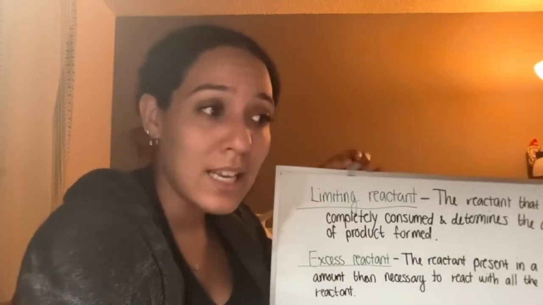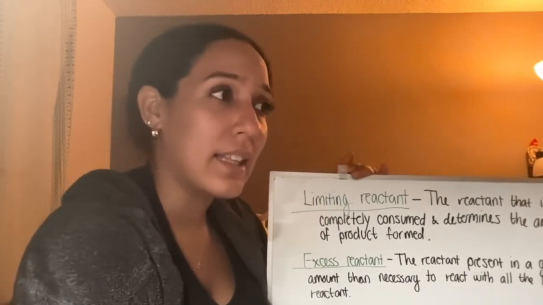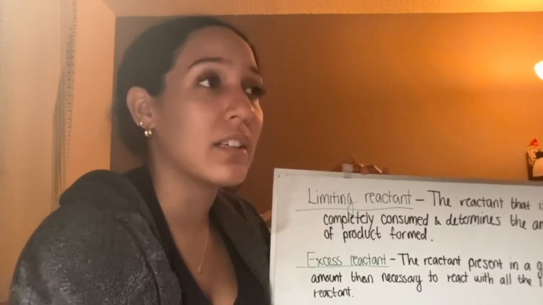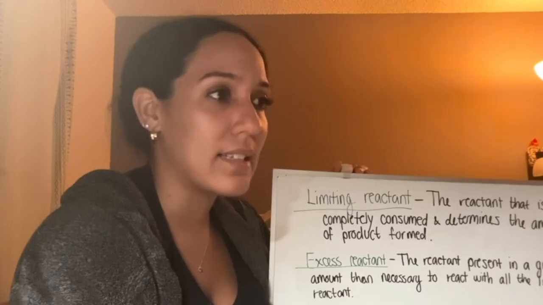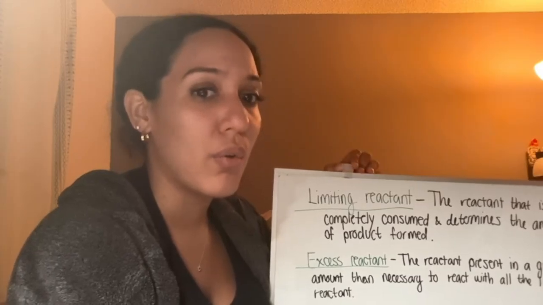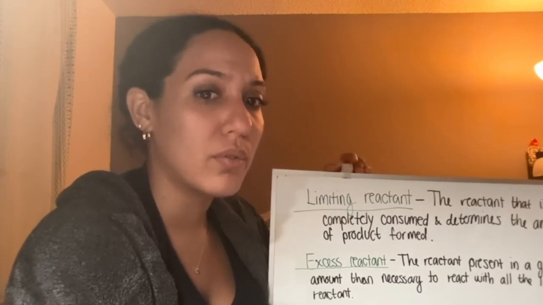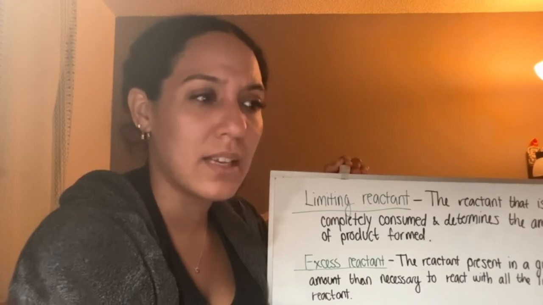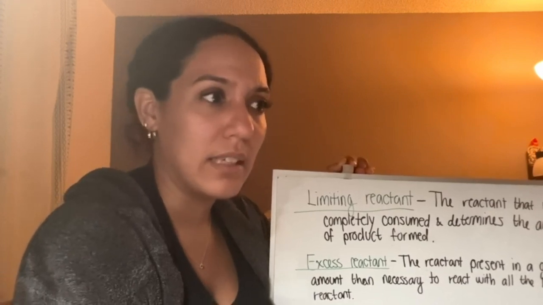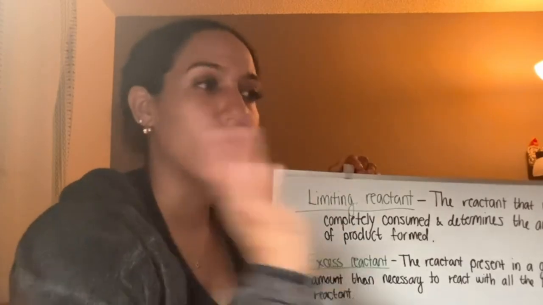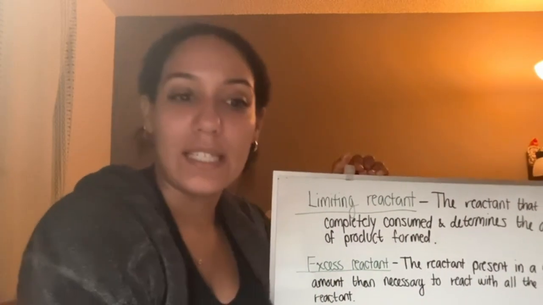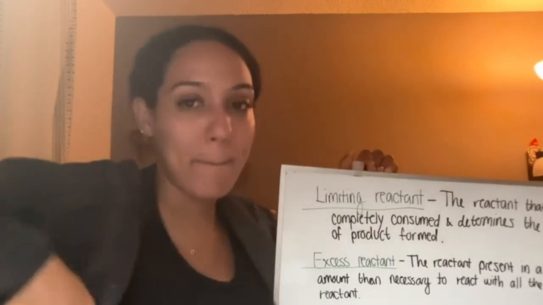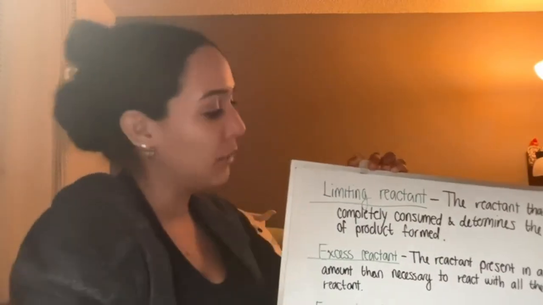Whereas excess, I think I read in the chapter that excess is often put out excessively just to make sure that you run through the whole limiting reactant. Sometimes, just to make sure that you run through everything of whatever the limiting reactant is, you'll put excess of another reactant just to have it abundantly.